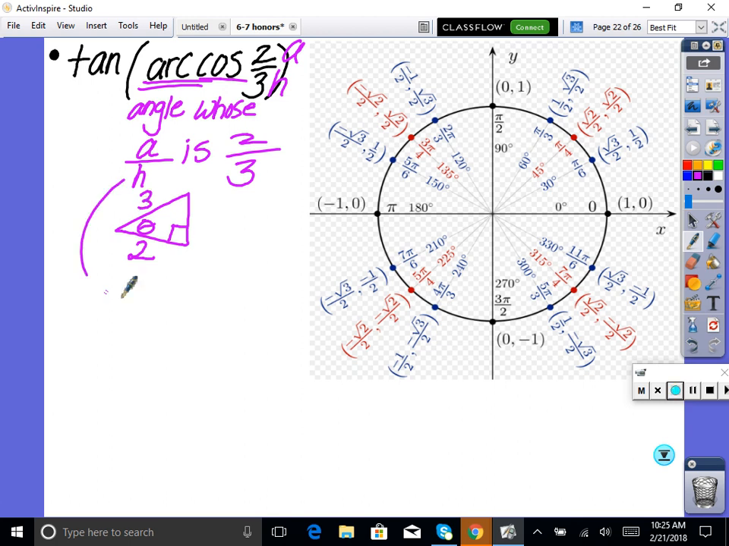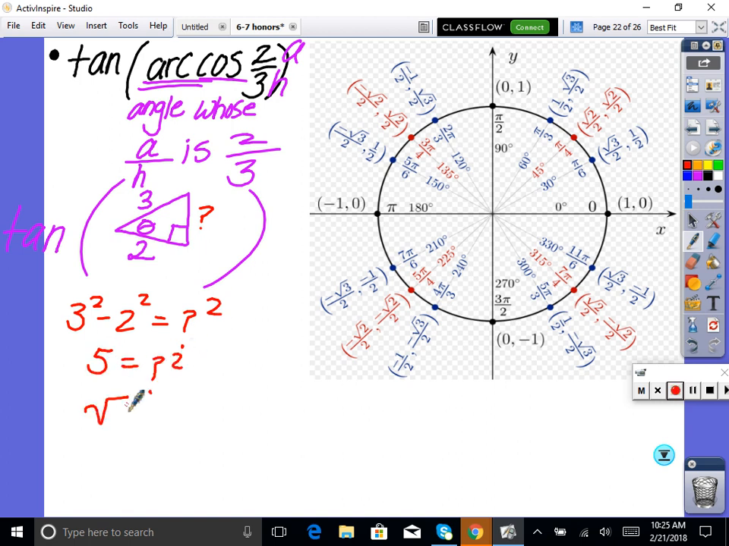So now this is literally saying find the tangent of this triangle. Tangent is opposite over adjacent. So you'd push pause and say 3 squared minus 2 squared equals question mark squared, 5 equals question mark squared, so the square root of 5, right? So tangent is opposite over adjacent, and my answer here would be root 5 over 2. So we just can't treat it like a unit circle. If it's not on the unit circle, it's not a radius of 1. We can't call it x.